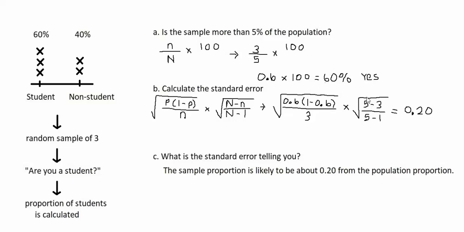Over here, 5 minus 3 would be 2. 5 minus 1 would be 4. So we would have 2/4 under the square root right here. 2 divided by 4 would be 0.5. So here we have the square root of 0.5. And so basically what we have here is the square root of 0.08 and the square root of 0.5. Multiply those two numbers and you'll get your answer. This is what it is rounded.